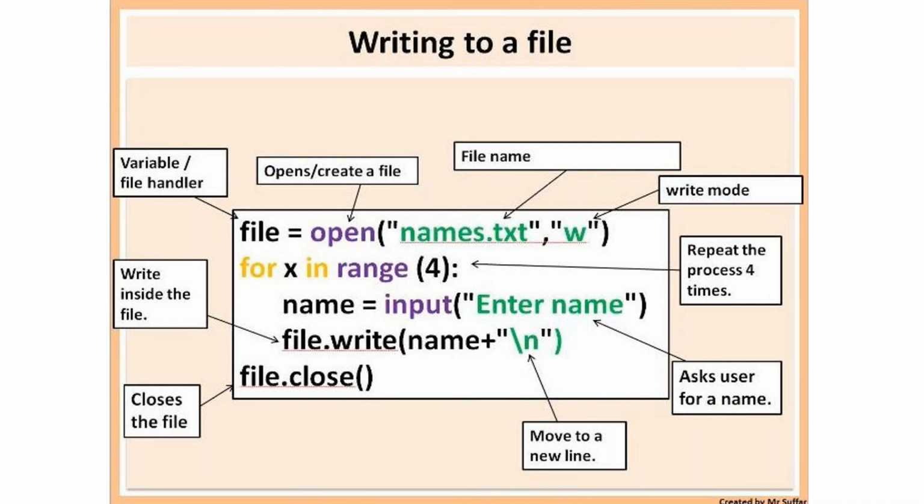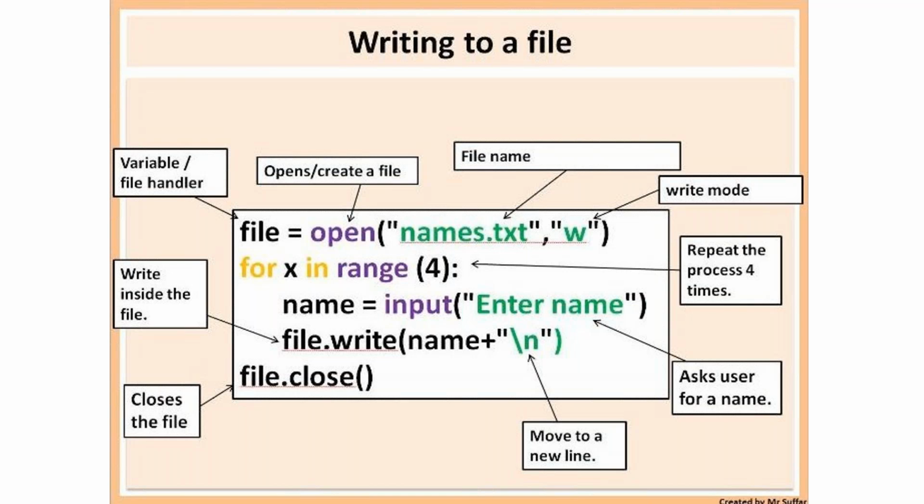This is the full function. Look at this. File is the object. Opening a file, name.txt, for writing, and in that what you are doing, one loop is there. Range is 4, means repeat 4 times. name is equal to input, enter name. That means you are asking the name from the user and setting it in the name variable.